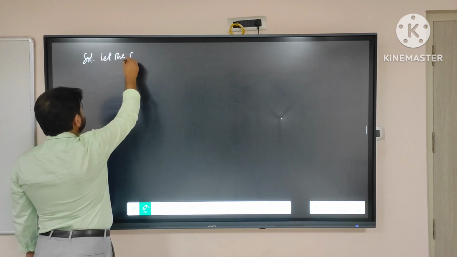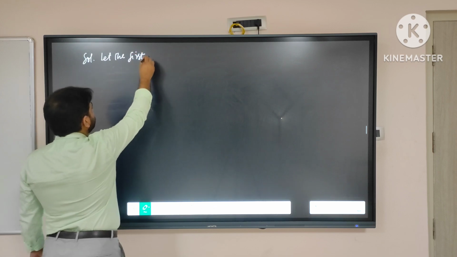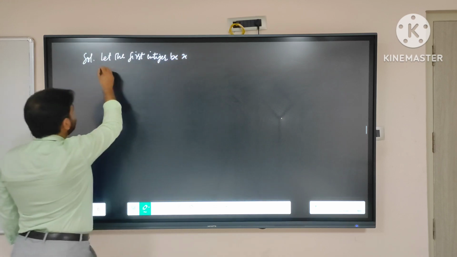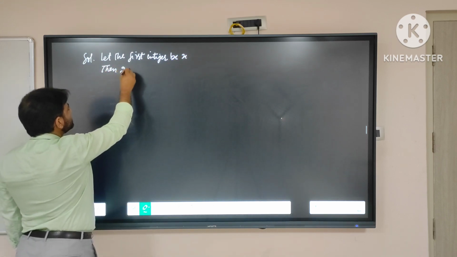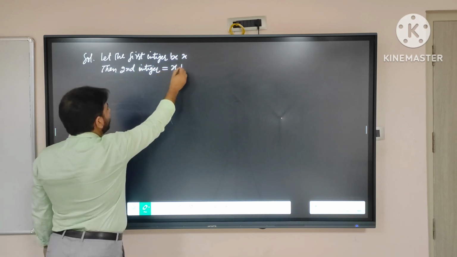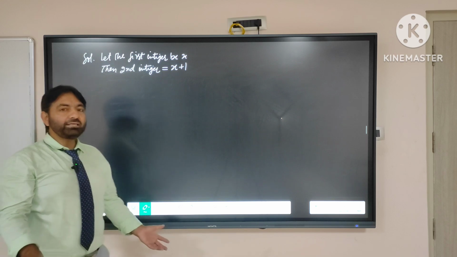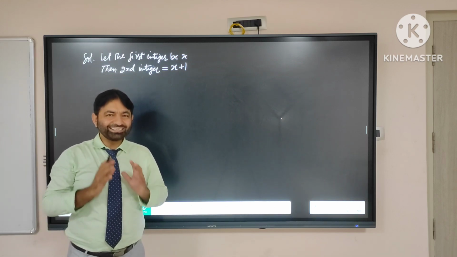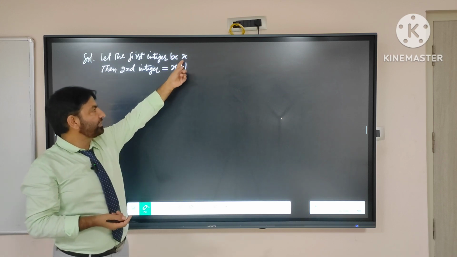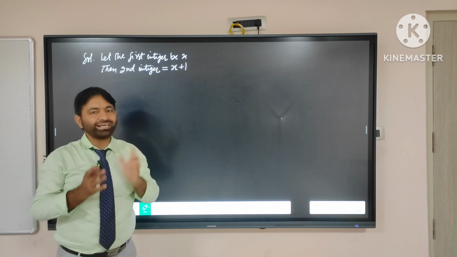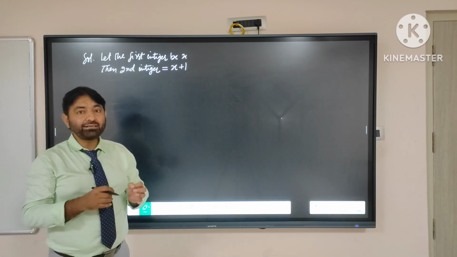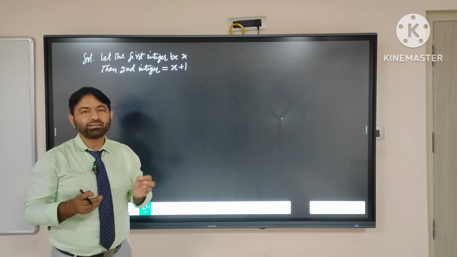Let the first integer be x, then the second integer will be equal to x plus 1. Why x plus 1? Because these are positive consecutive integers. Consecutive means one after another. If its value is 30, it would be 30 plus 1. So that is the difference. These are two consecutive positive integers, and the condition is that their product is 110.